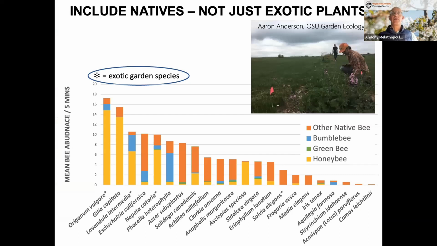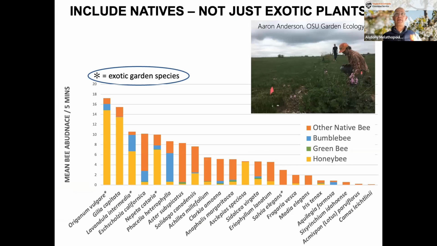The other thing is to include natives, not just exotic plants. As I just told you, some exotic plants are really great for native bees. There's not a real good rubric for this, but I will point out that in some cases, exotic species may have a lot of bees on them, but those bees are generally not wild bees.